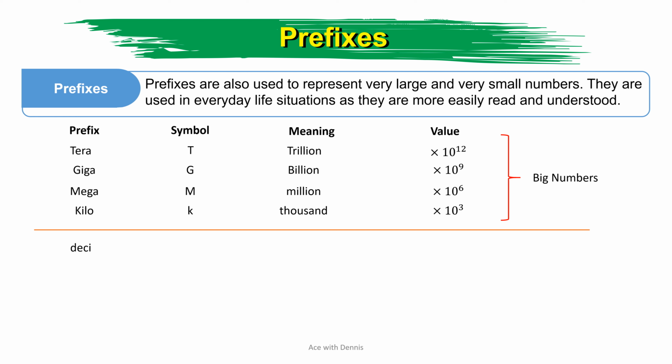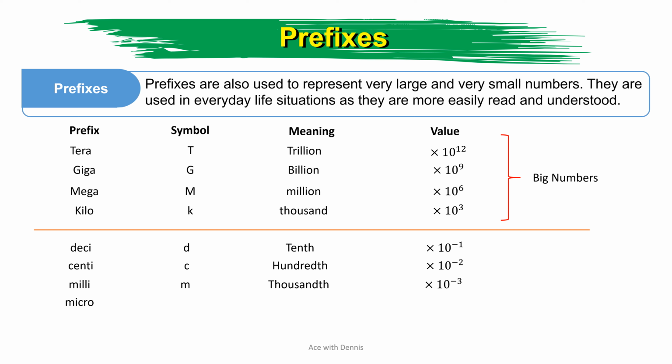How about small numbers? So we start with deci. The symbol is small letter d, and it means tenth. The value is times 10 to the power of negative 1. Next, centi. The symbol is c, and the meaning is hundredth. The value is times 10 to the power of negative 2. The next is milli, and the symbol is m. It means thousandth. The value is times 10 to the power of negative 3.